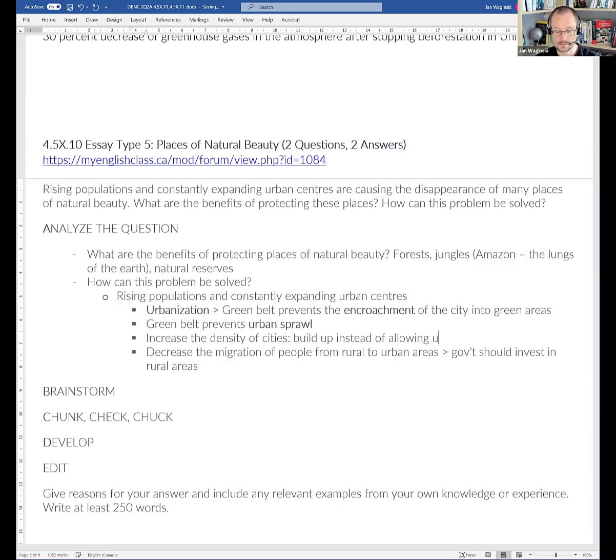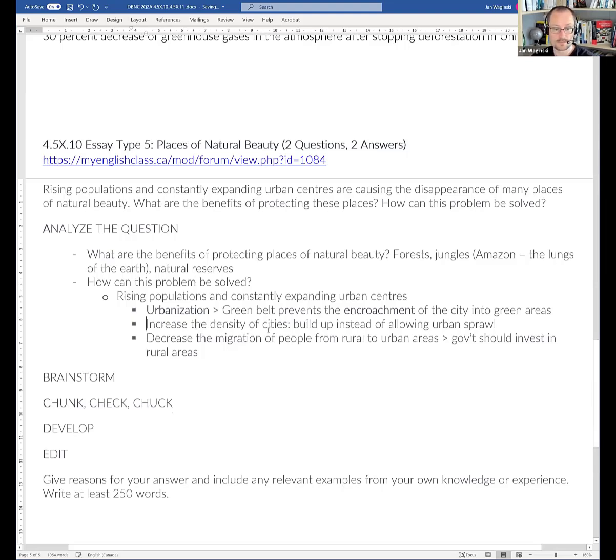Allowing urban sprawl. Let me just put it that way. All right, pretty straightforward, right? Build up instead of out.